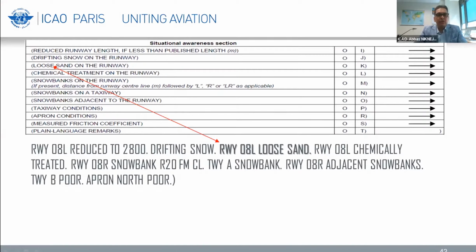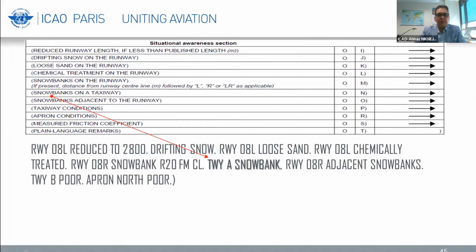Item K is the loose sand existence on the runway. If as a consequence of clearing by sand or salt, loose sand remains on the runway, it would be reported in item K together with the runway designator. And if the runway was treated chemically, it would be reported in item L with the relevant runway designator. Also, if there is a snowbank on the runway, the word snowbank, and then the distance on the right or left of the center line would be provided in item M.